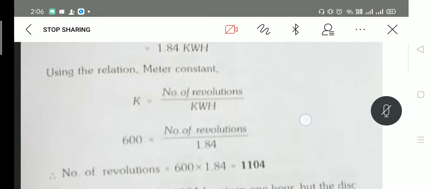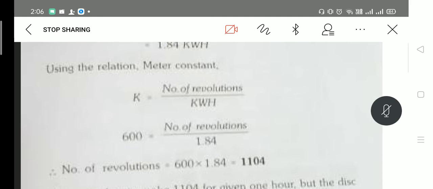Then after we can find the energy. Energy is power into time. Power 1.84, and the time is given here as 1 hour. So we can substitute the time 1 hour. Power into time, 1.84 into 1. So 1.84 kilowatt hour. From the meter constant we can find the number of revolutions here.